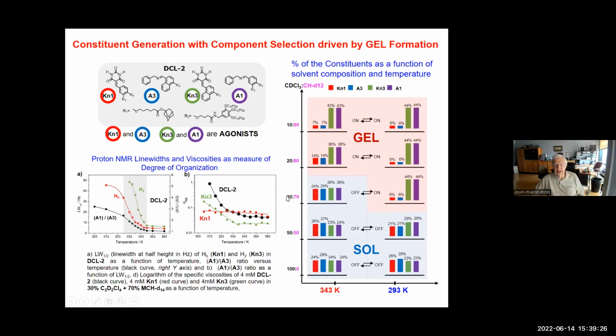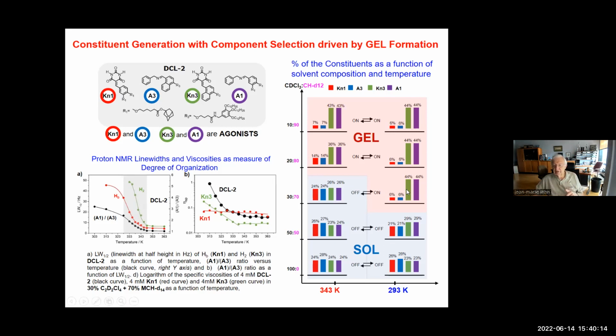But suppose we fix ourselves at a mixture of 30% chloroform and 70% deuterated cyclohexane. At high temperature, 343 K, this is a solution. And you see that the four possibilities, which are shown here, you distinguish them by the color. The four constituents are about 25%. It's a statistical distribution of these four constituents. Then you drop the temperature to 293 K. At that temperature, now the gel has formed.